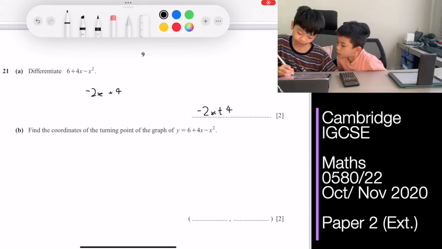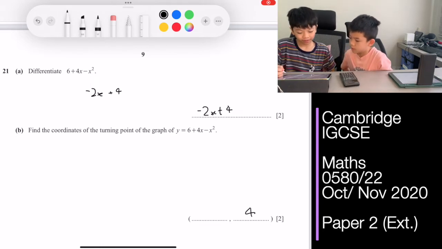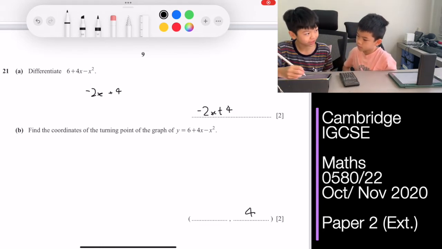Y is 4. No, not necessarily. Pretty sure it is.